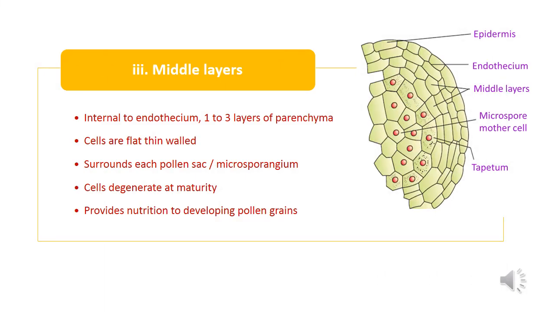Epidermis and endothecium surround the entire anther, while the third layer, known as middle layer, surrounds each pollen sac or microsporangium separately. Now, this middle layer consists of 1 to 3 layers of parenchymatous cells, each cell flat and thin-walled. These cells are ephemeral, that means they will degenerate at maturity, providing nutrition to the developing sporogenous tissues.